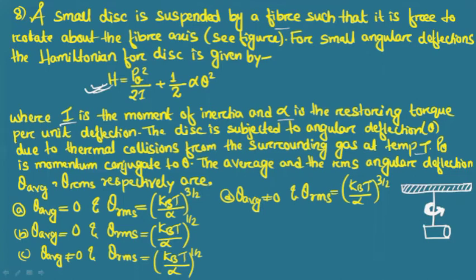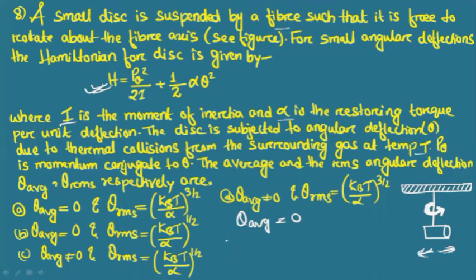When it oscillates from the mean position, the distance that it will traverse on the left-hand side, that much only it will travel on the right-hand side, right? So theta average will be what? It will be equal to zero. From the mean position it will cover equal distance in opposite directions.